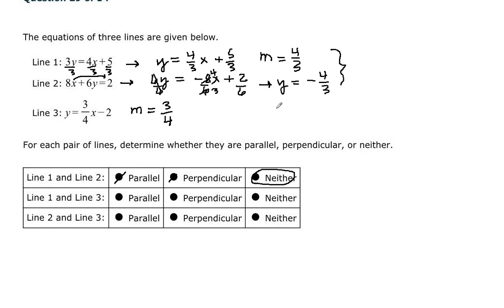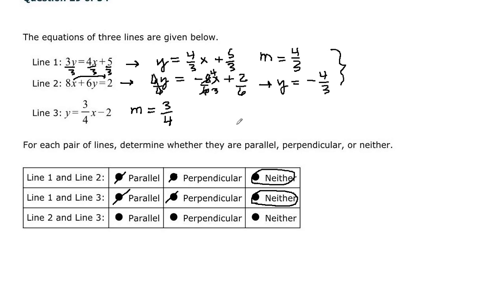1 and 3, so we've got 4/3 here and 3/4. So they're not the same, so they're not parallel. These are reciprocals, but they're not negative reciprocals. So they're not perpendicular. 1 and 3 are also neither.